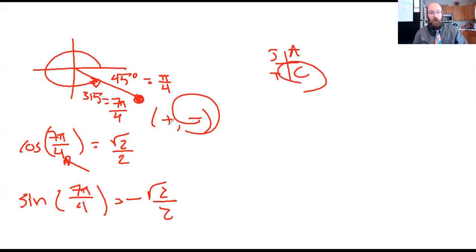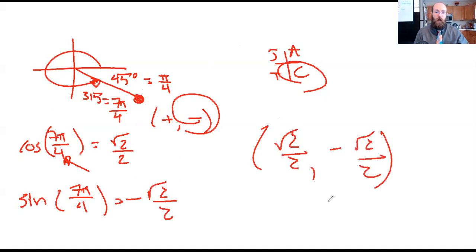So it's a great way of thinking about it too, just straight up, what's my x coordinate going to be? What's my y coordinate going to be? Positive or negative? So this coordinate, square root of 2 over 2, comma, negative square root of 2 over 2. Not too shabby, right? It's not too terrible. I'm actually not going to do any more with that one. So we're going to move on.